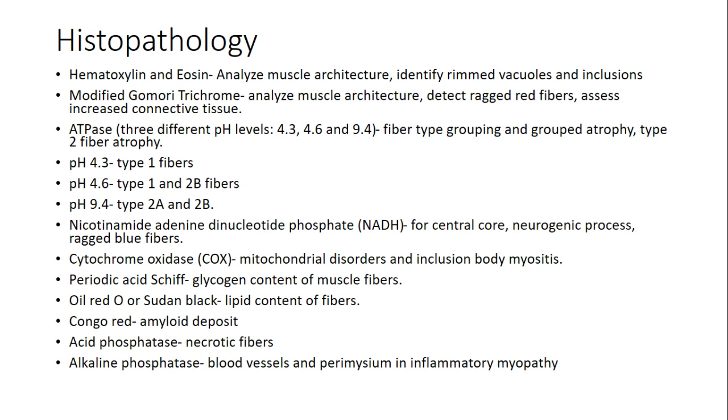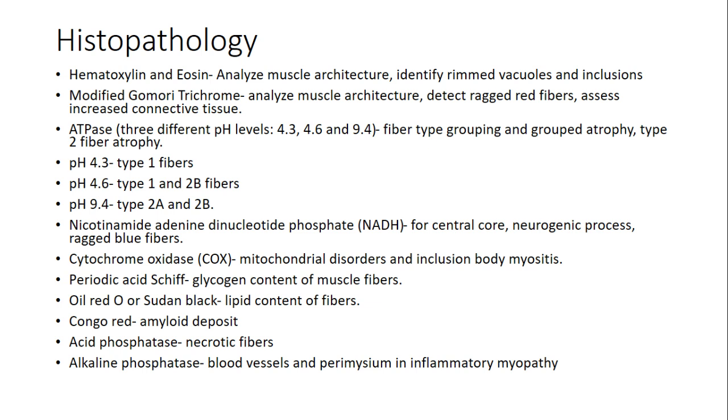Histopathology. Okay, so hematoxylin and eosin analyzes, as you said, the muscle architecture. So this is the T1 of pathology. Identify rimmed vacuoles and inclusions. It doesn't give you a whole lot of detail, but it gives you the architecture. As I talk about the Gomori trichrome, I'm going to come to the images too, so don't worry. That's the next slide. It also gives you the idea about the muscle architecture, but it additionally helps you with the ragged red fibers. So thinking about mitochondrial.